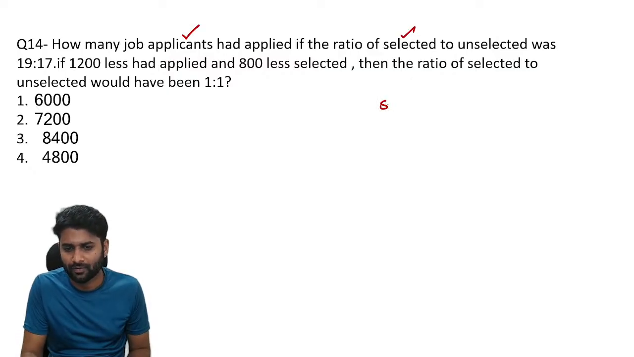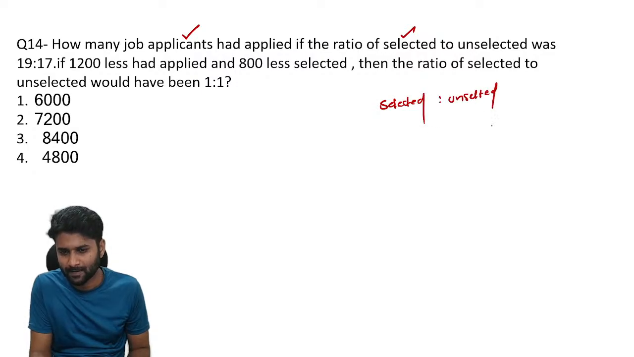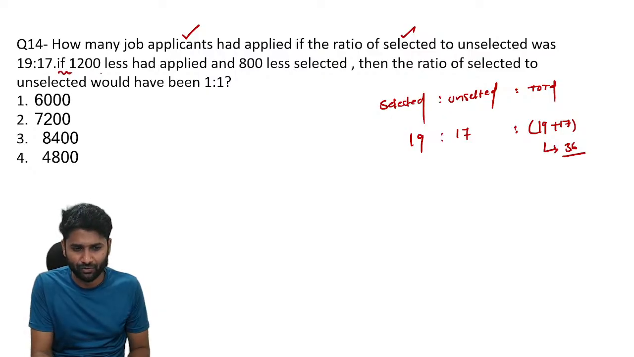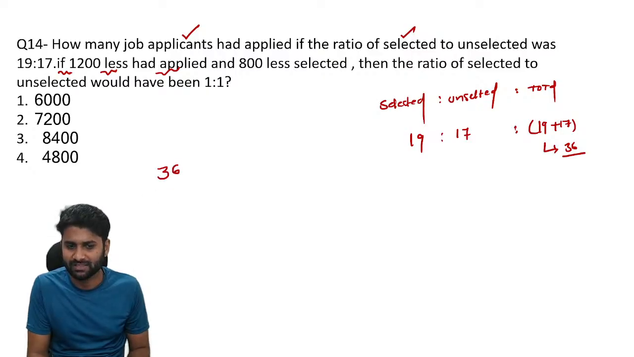The ratio of selected to unselected is 19 is to 17. What about the total? How many applicants in total? 19 plus 17 is 36. We have the comparison. If 1200 fewer applied, the number of applied units is 36. Now what is the selected here? 19, guys. Applied is 36, selected is 19. Then the ratio becomes 1 is to 1.